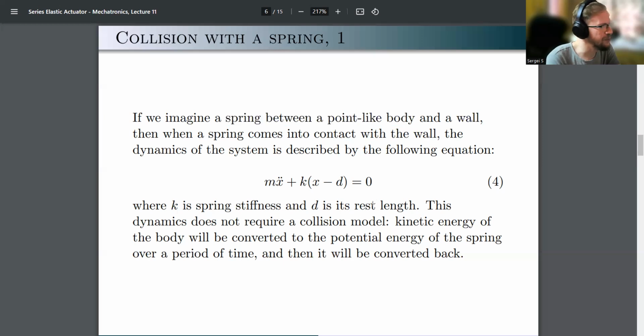So as you can imagine, this model does not require a collision model. Here we don't have to separately model how collision goes on. Why? Well, because as we simulate this forward, we'll find that kinetic energy will be converted into potential energy of the spring. Kinetic energy is, remember, mv squared divided by 2. Potential energy of the spring is something like k(x - d) squared divided by 2.